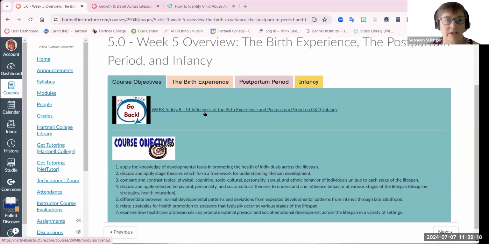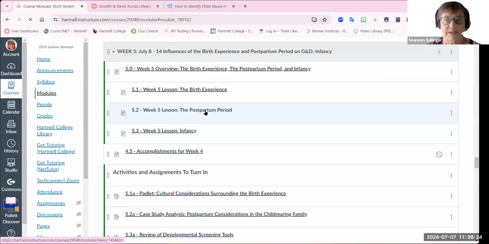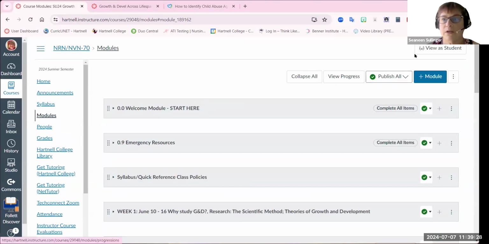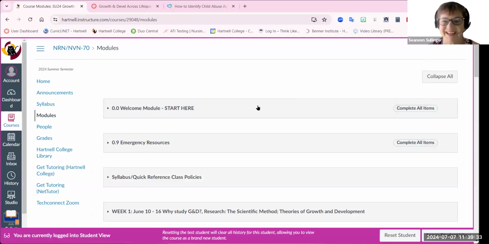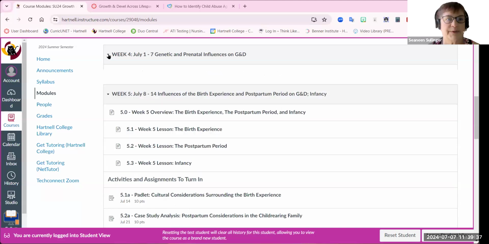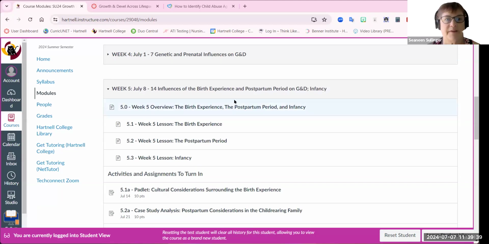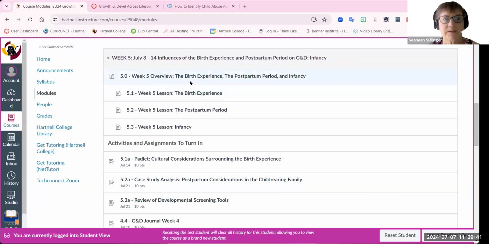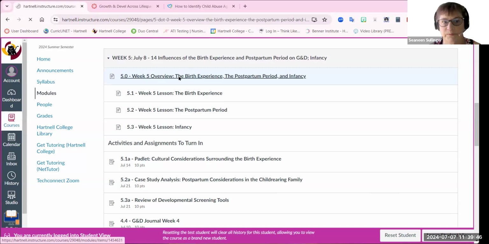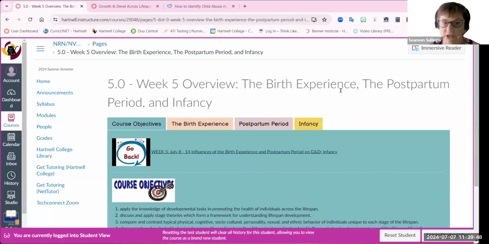So let's actually go back to the module, which has been open for a week. So hopefully people have been able to see what is there. Let me go to your view as a student, and then you don't have to see all my extra things there. So week 4, we're coming to a close there. So week 5. So we start with the overview, which again is also your home page.